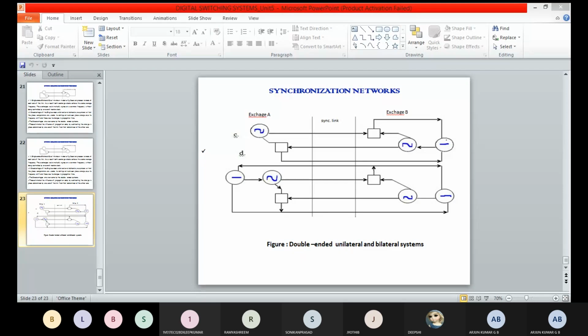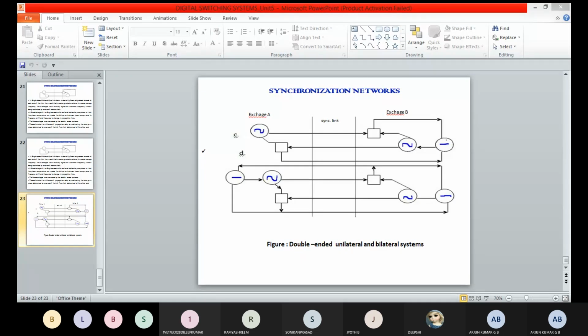And one more disadvantage of the single-ended unilateral and bilateral synchronous systems is delay. To overcome this, we can go for the double-ended system. In the first case, it is the same as before. Here also, in the double-ended unilateral and bilateral systems, there is again a master-slave as well as a mutual relationship. By using this kind of double-ended system, we can eliminate the propagation delay by subtracting the change of phase difference that is determined at the end of each link. Okay, clear?